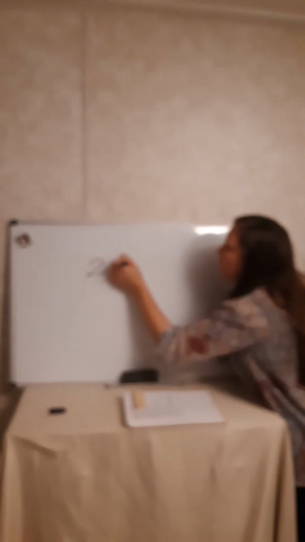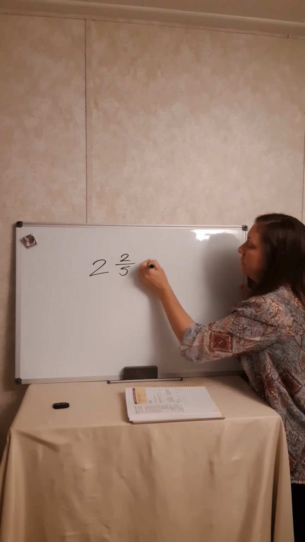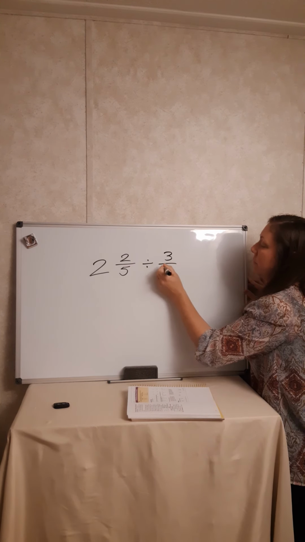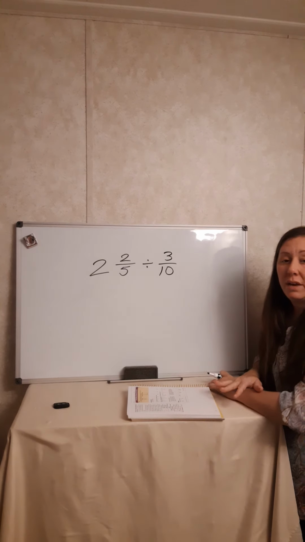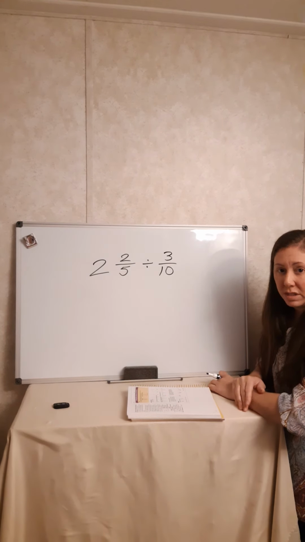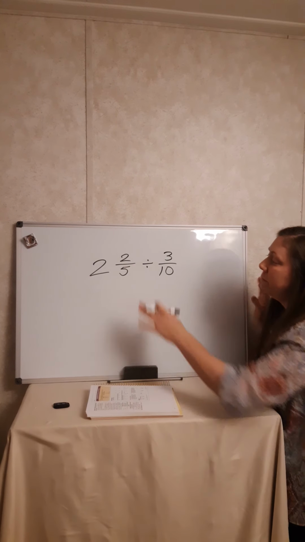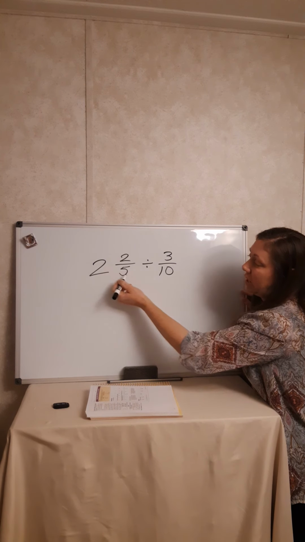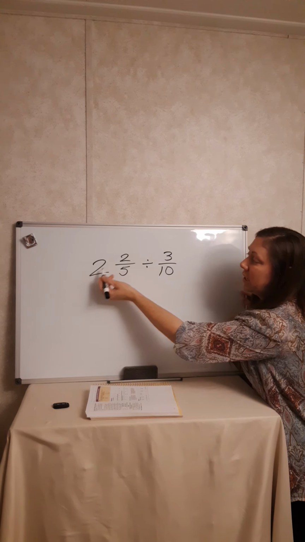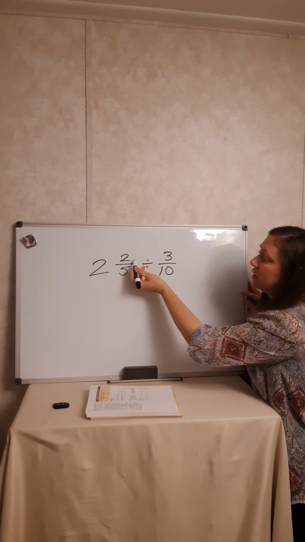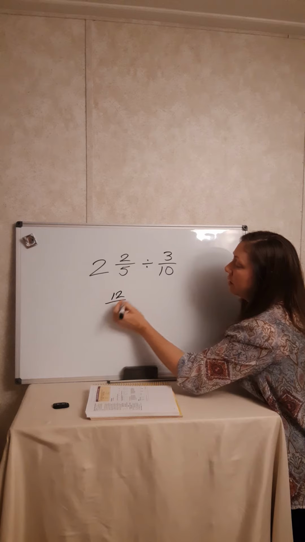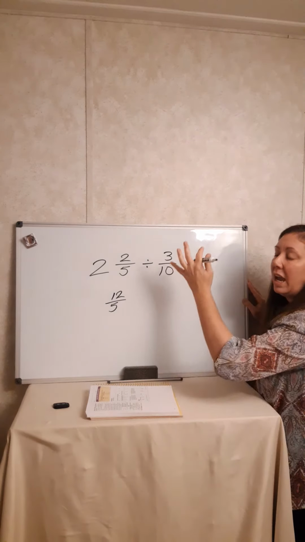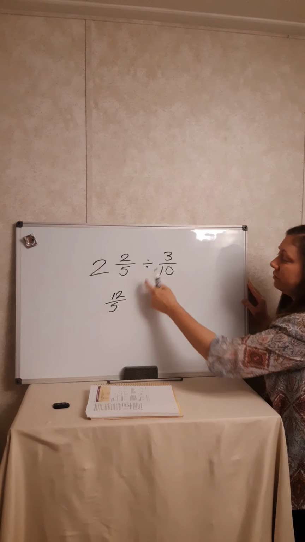So 2 and 2/5 divided by 3/10. The first thing you have to do, just as if you're multiplying, is change the mixed number to an improper fraction. Multiply 5 times 2, the 2 being the whole number here, which will give you 10, and then add the 2 in your numerator here, giving you 12. So you have 12/5 now. You just changed your mixed number to an improper fraction. Everything from here is exactly the same. Change division to multiplication.